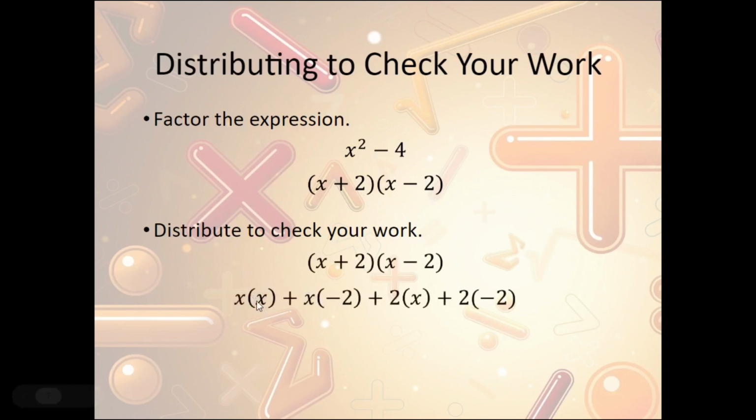So we get x squared here minus 2x plus 2x minus 4. We combine our like terms. Negative 2x plus 2x is just 0, so this becomes x squared minus 4. So we did it correctly.